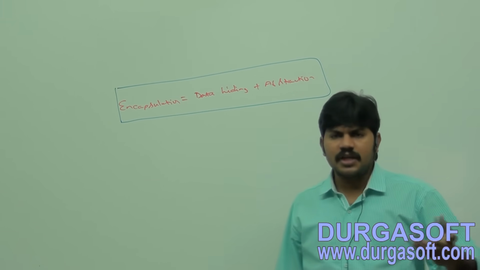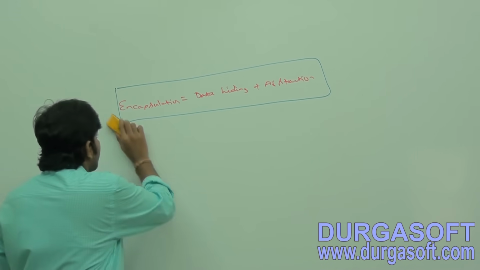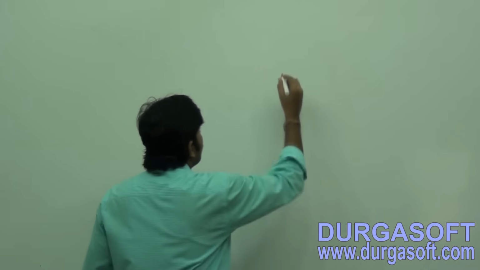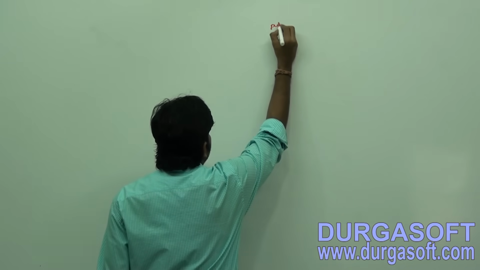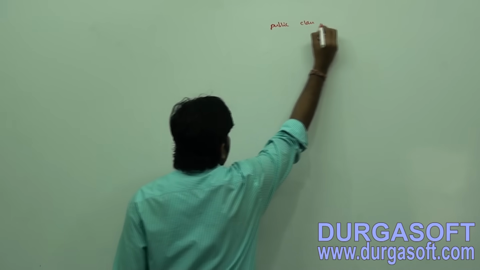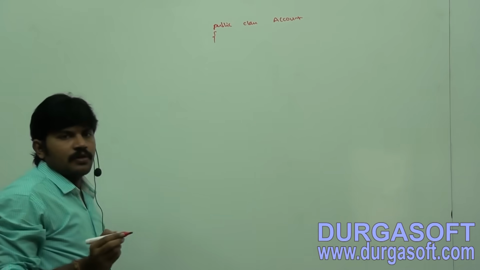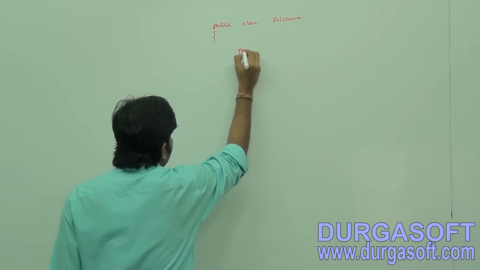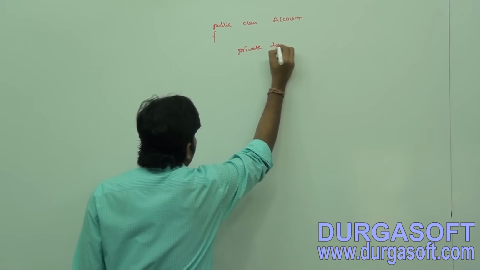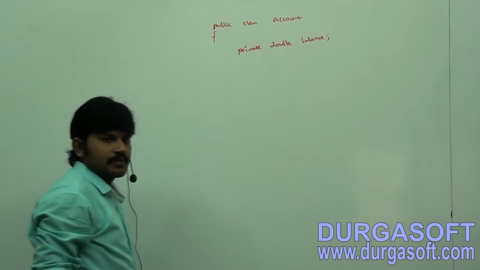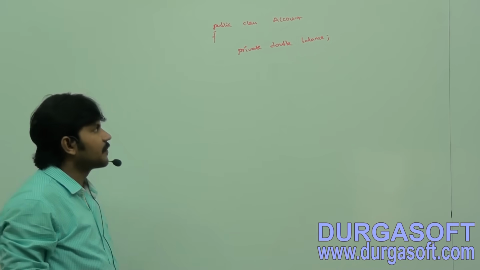Okay, sir, can you explain with an example what is encapsulation? Just observe, the best example for you. I want to build one Account class. Public class Account. For every account, balance is compulsory: private double balance.